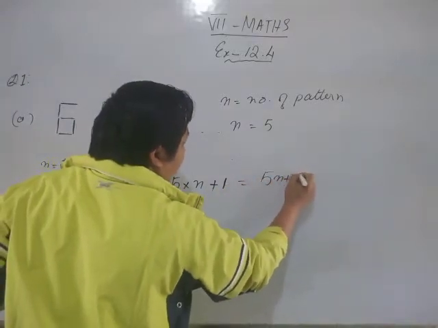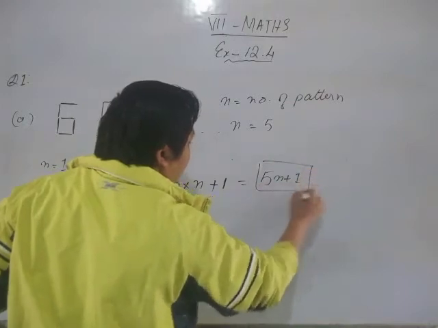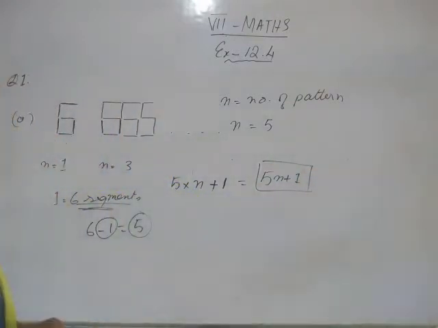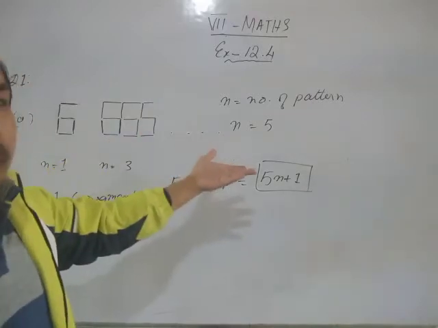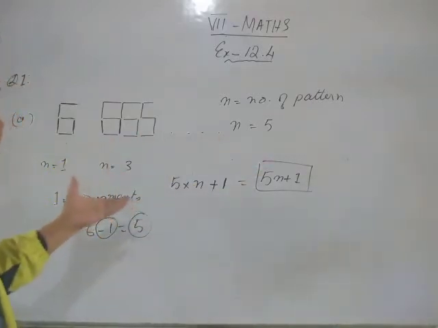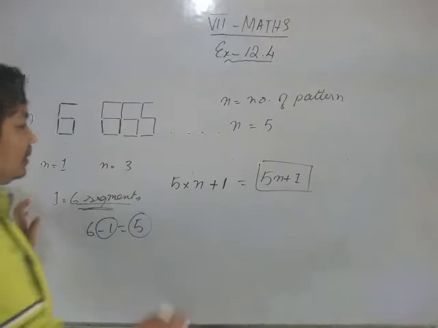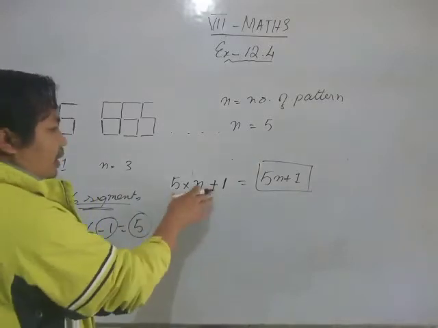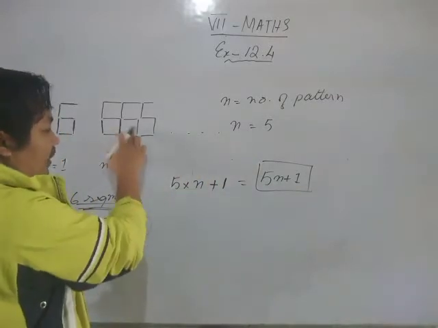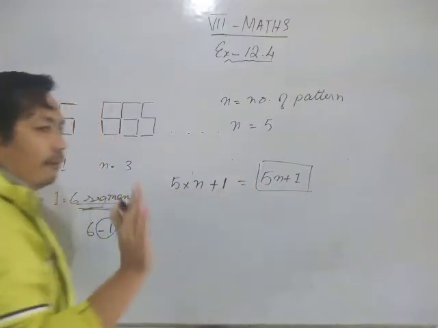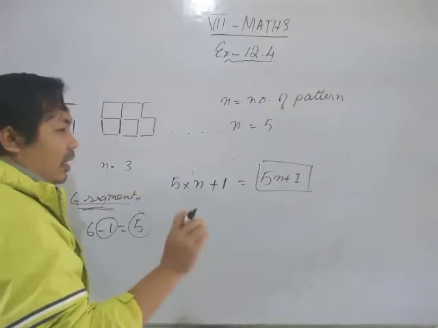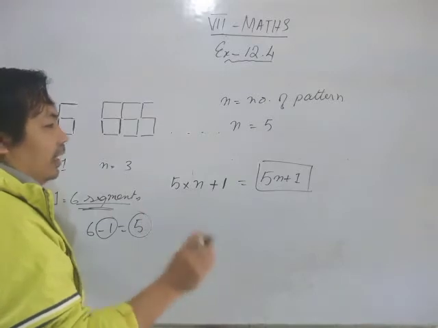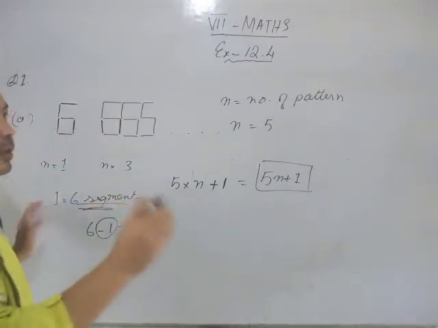5n plus 1. So 5n plus 1 is the formula or the expression to find out the number of segments as per the number of patterns here. For one pattern we know it is 6 segments, but if it continues in this way where 1 is common, then we take 5n plus 1. 5n plus 1 is the formula or the expression to find out the number of segments according to the number of patterns.